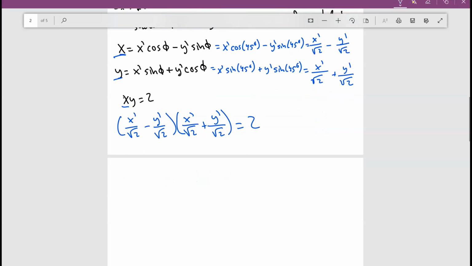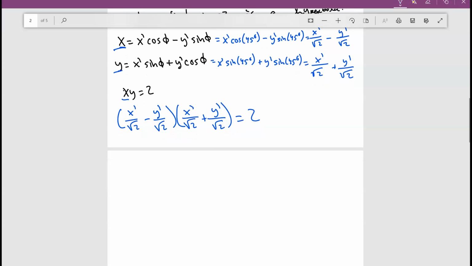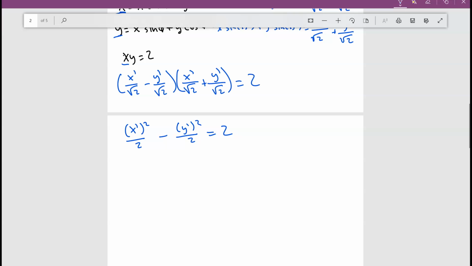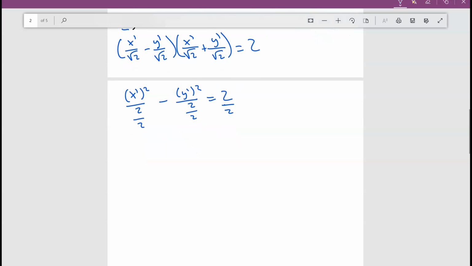So now let's go ahead and FOIL all of this out. Now luckily the middle term is going to cancel out because we have a minus and a plus. So what we're going to have is x prime squared divided by 2 minus y prime squared divided by 2 is equal to 2. So FOILing all that out is going to give us this. So now all we got to do is just divide this by 2, so that we have the proper form. So it's x prime squared divided by 4 minus y prime squared divided by 4 is equal to 1.